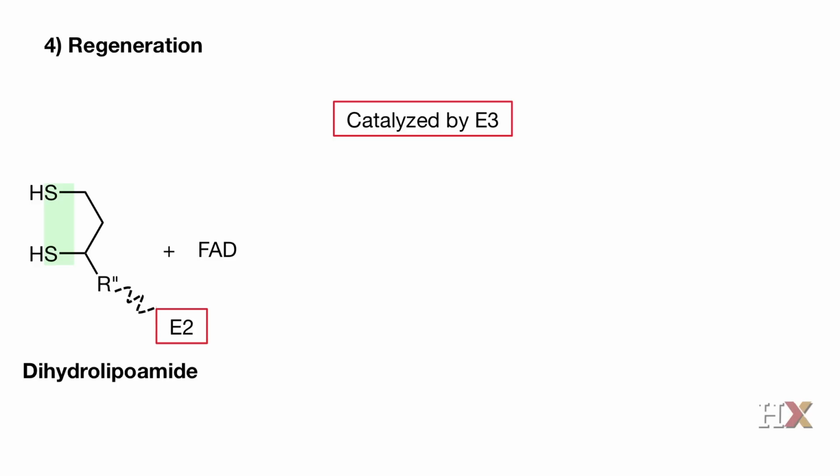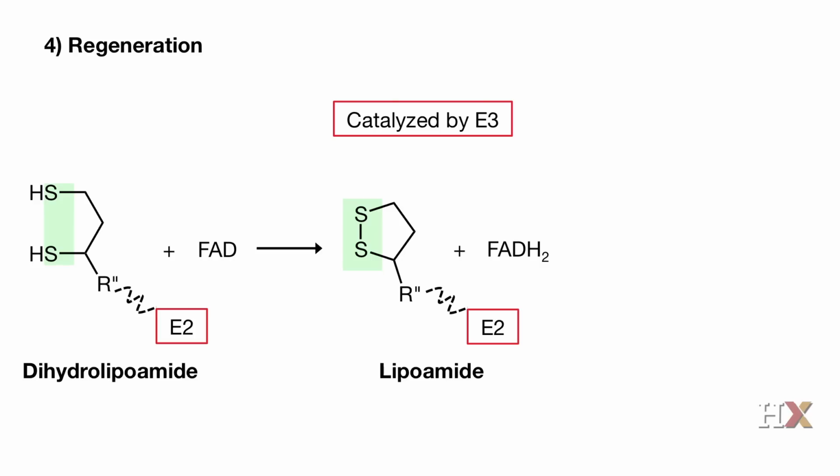The regeneration is catalyzed by E3. E3 carries FAD that will accept 2 electrons and 2 protons released when the disulfide bond on lipoamide is regenerated. So FADH2 is formed. But once again, we need to convert FADH2 back to FAD for the next catalytic cycle. And that is done by the reduction of NAD into NADH plus a proton. Once the reduced NADH is released in the mitochondrial matrix, it can be used during oxidative phosphorylation.